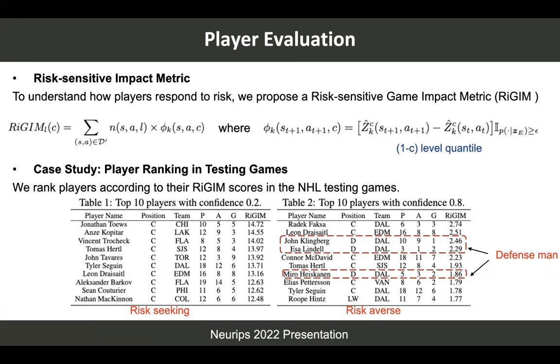We could see that when we use the lower level quantile to rank players, the defensemen begin to appear in the player ranking. The goal of a defenseman is to do defensive actions, so it's more risk-averse. So I think it's reasonable that when we use a lower level quantile to rank players, more defensemen appear in our ranking.